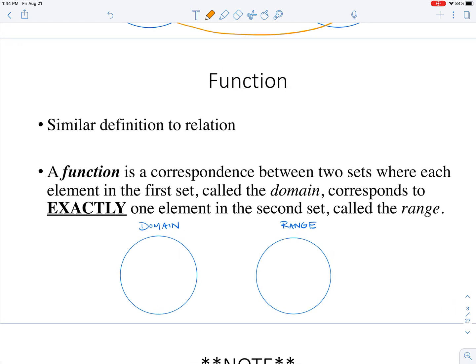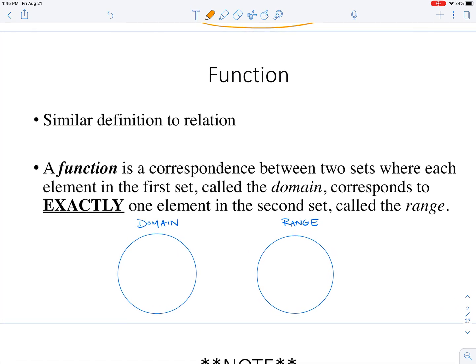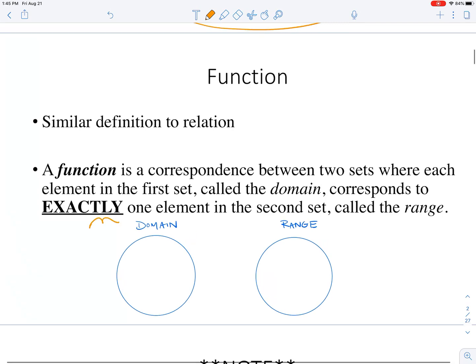So the definition of a function is very similar to the definition of a relation. So a function is a correspondence between two sets where each element in the first set, called the domain, corresponds to exactly one element in the second set, called the range. So this term right here is the difference and is what defines a function.